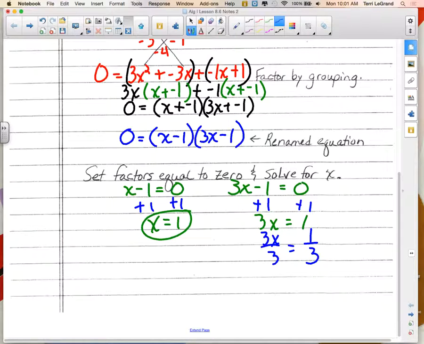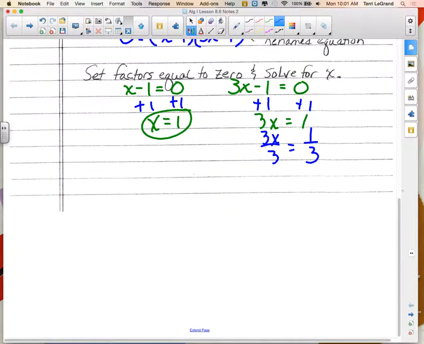And as we've done all year long, when you end up with something that doesn't divide out nicely, if it doesn't divide out even to a terminating decimal, we do not change it to a decimal name. We leave it as a fraction. So what's the solution here? X equals 1/3.